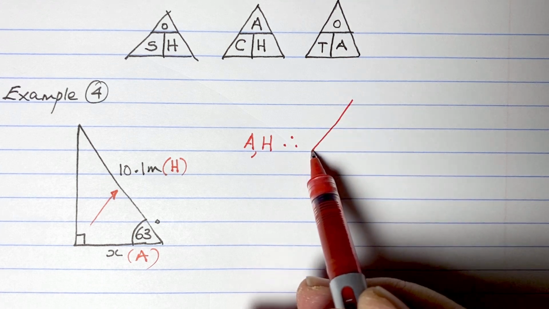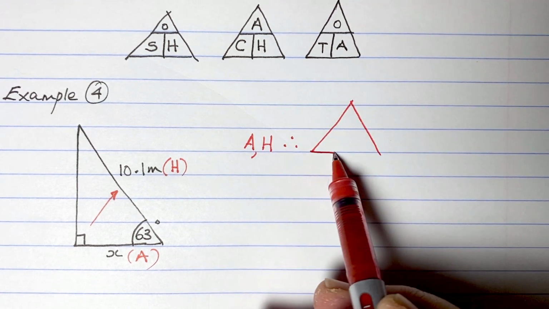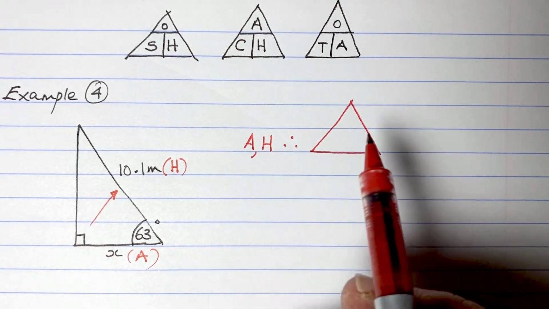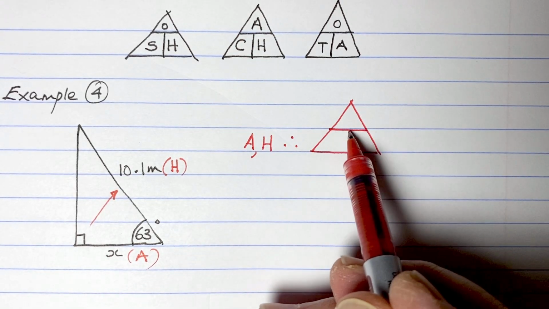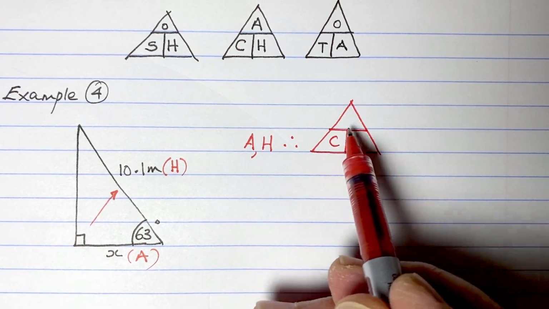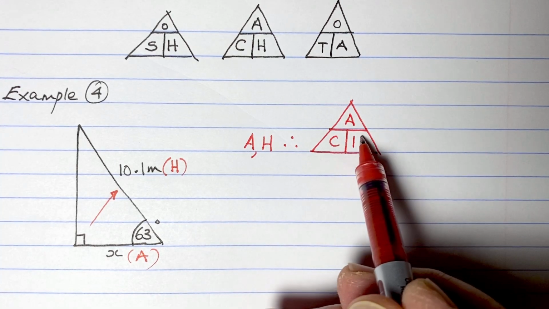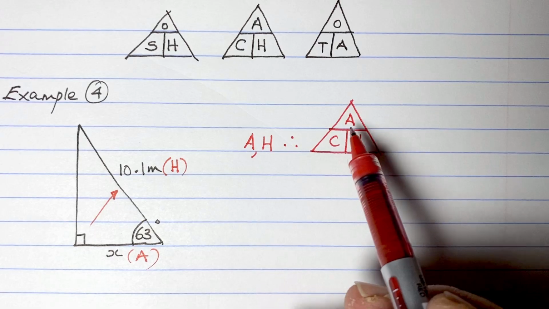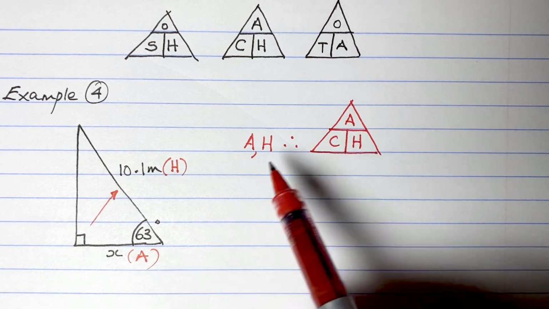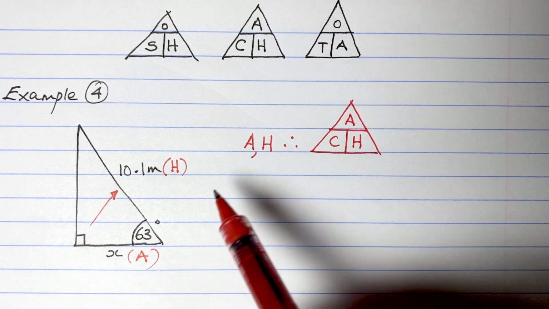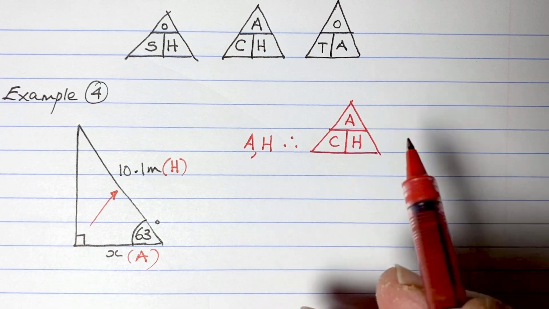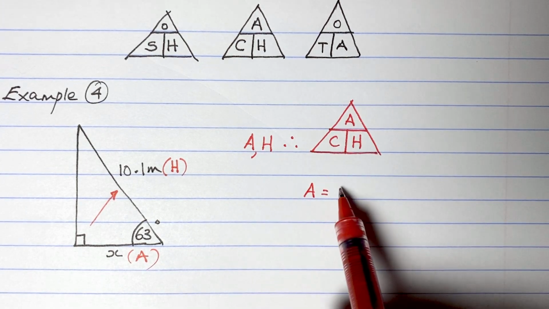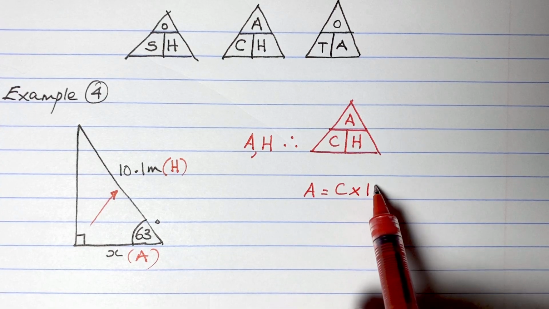Therefore, it brings me to the triangle which has got A and H in it, which is the second one, CAH. So I write it because I want to use it. Which of these letters am I going to use? Or to find, I mean. A. I want to find A. A is the one X. So cover A, it would be C times H because they're at the same level.